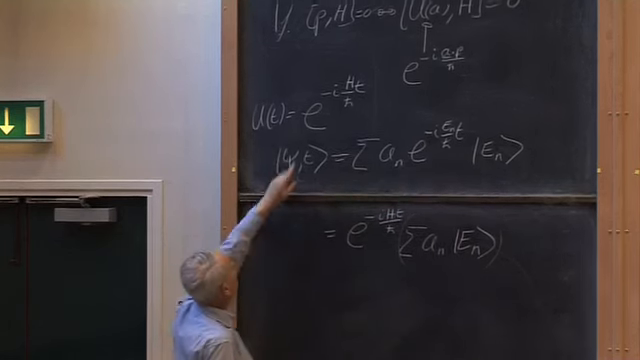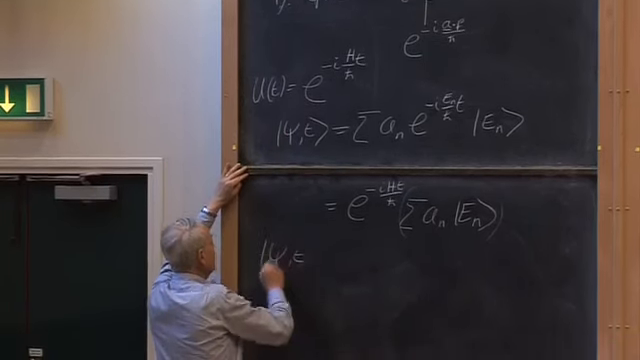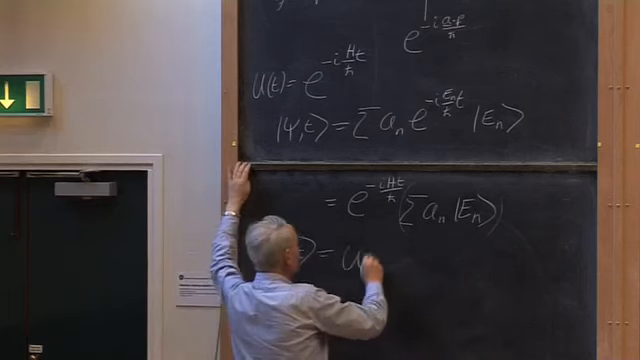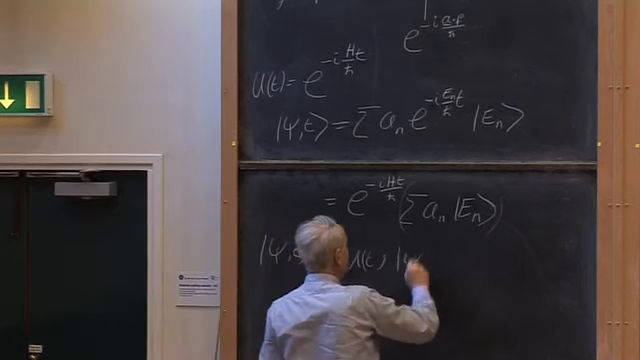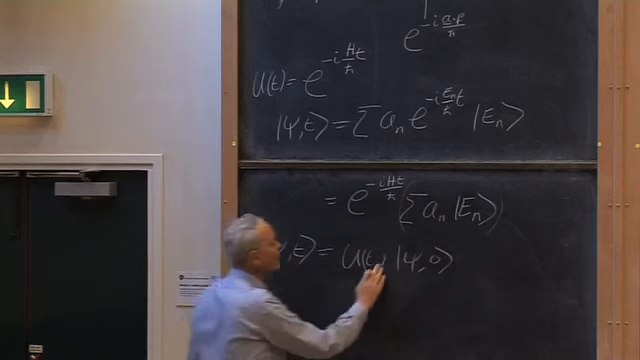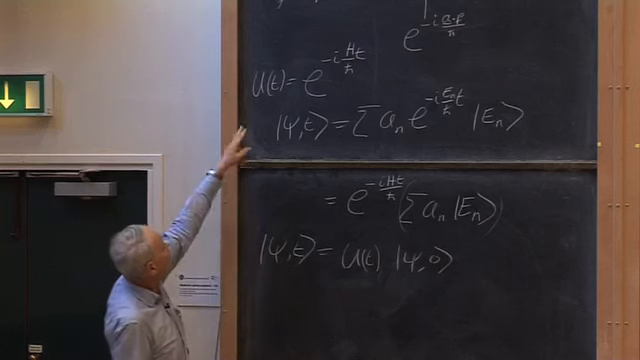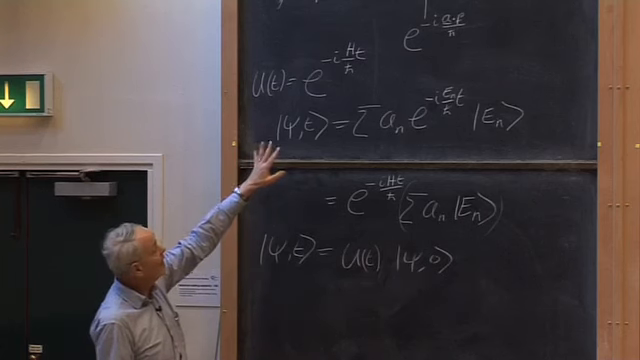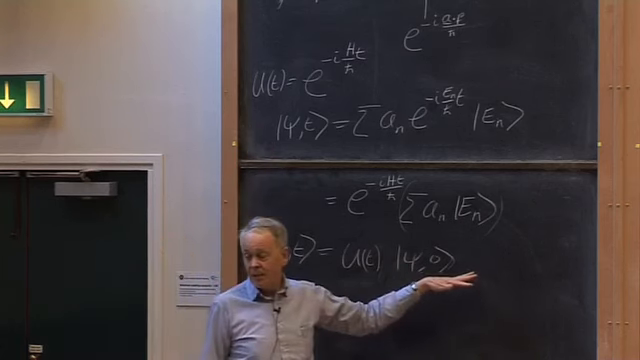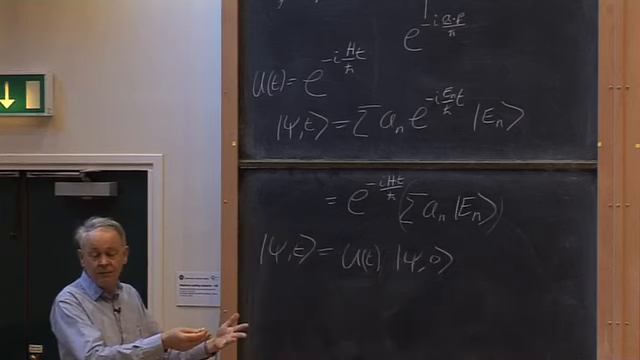So this operator, U of t, is a crucial operator. It's the thing that evolves any state forward in time. This is nothing new. This is just a repackaging of old results. So the unitary operator associated with the observable time moves you forward in time. It carries you from today into tomorrow, or whatever.